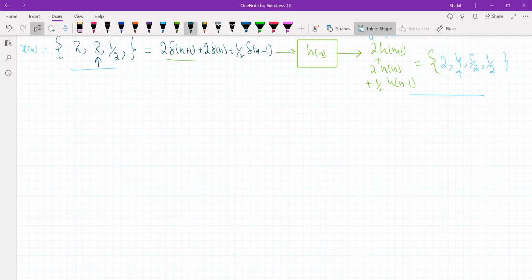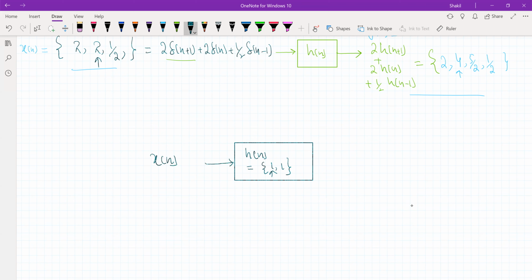Let me illustrate it now for any input. Let's suppose I have a system whose impulse response is, let's suppose, 1 1, again a very simple impulse response for computation purposes. And now the input to the system is x of n, and let's suppose the values of this input are 2, -1, 2. So this is the input to the system.